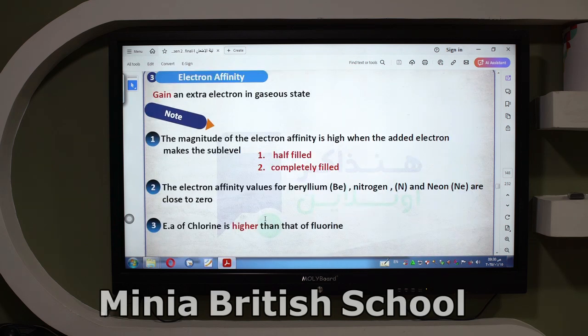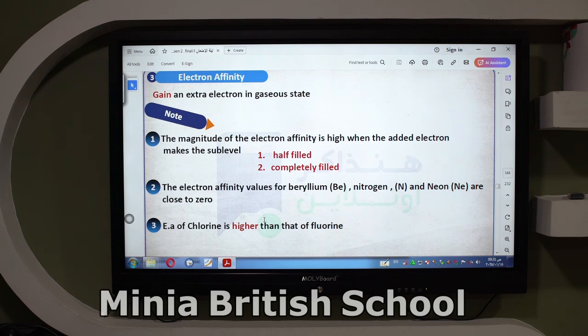And the third property, electron affinity. Okay, electron affinity is gaining an extra electron. It's the opposite of ionization energy. Ionization energy gains some energy to get what? To get a positive ion. But electron affinity releases some energy to change the atom into a negative ion.